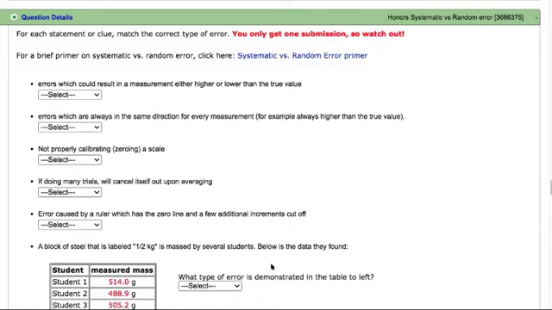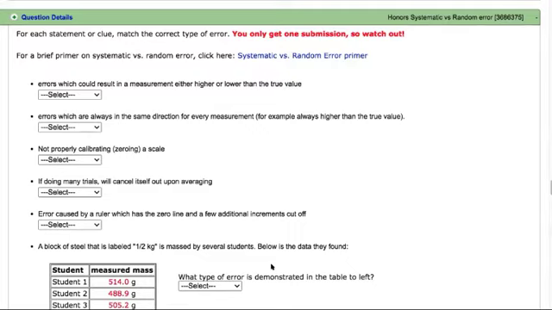The good news about that is that when you average a bunch of random errors, if half of them are too high and half of them too low, they come out to be just right. Random errors you actually can eliminate by averaging many trials.